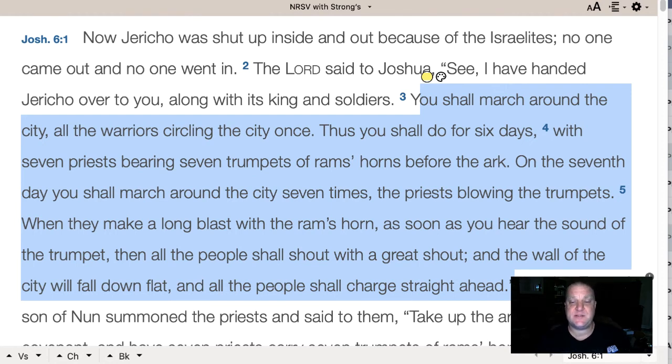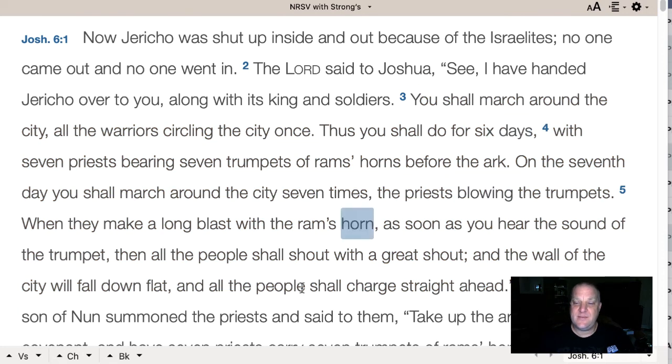Notice what's happening in this passage. It's being led by the priests. The instruments that they are playing, the horn, the trumpet, these are religious, ritual-associated instruments. What are they doing here in this passage? When God tells them to march around the city, they're not performing a military maneuver. This is a worship service.